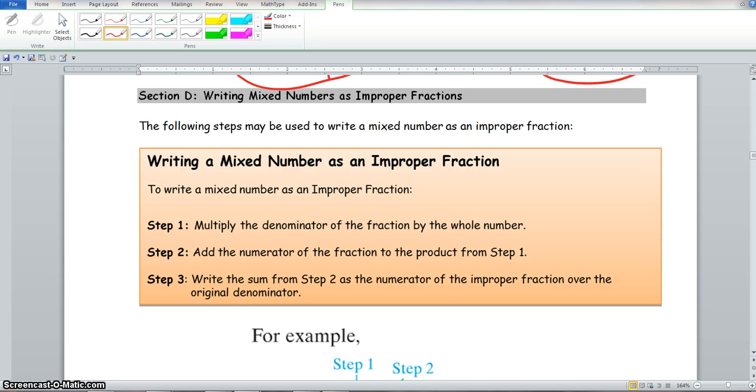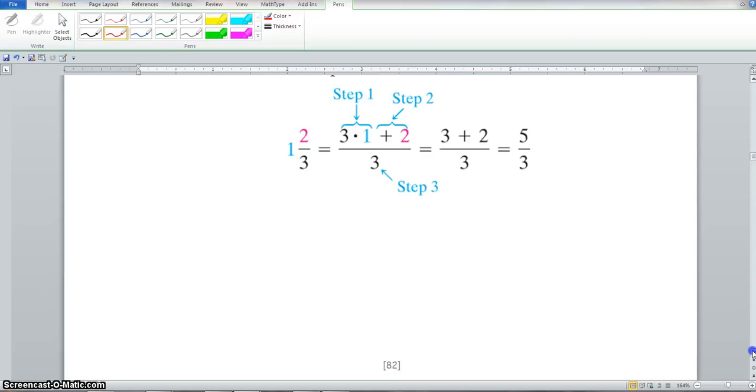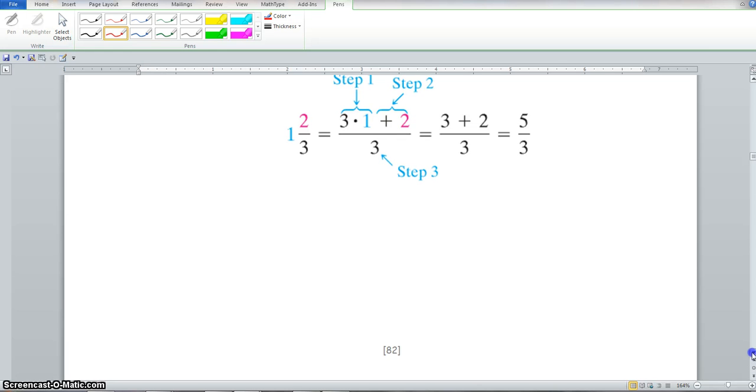Now, what happens here is this here. When you take a mixed number, you take the whole number times the denominator and add the numerator. This denominator stays the same. So 3 carries over all the way through. But we have 1 times 3, or 3 times 1 plus 2. And that would give us 5. So that would be 5/3.